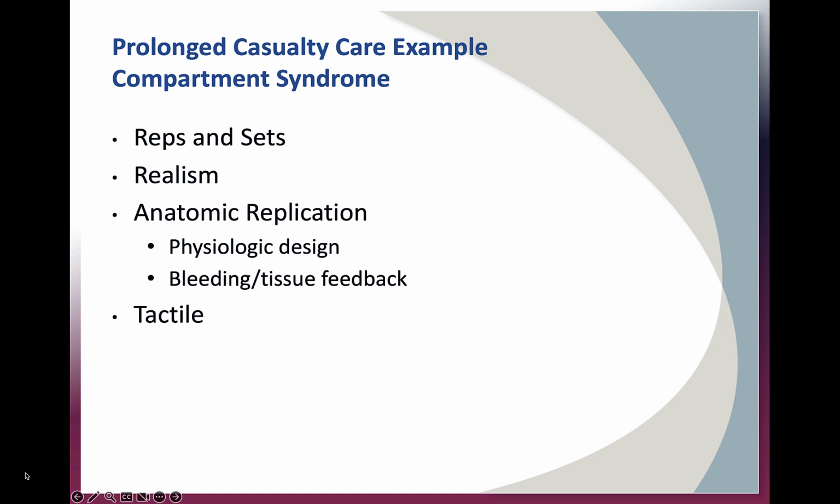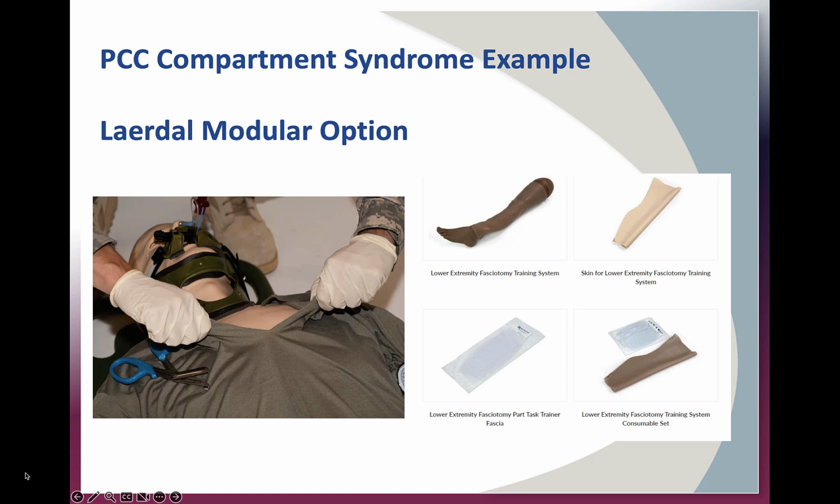They require reps and sets to have the confidence to perform this procedure, particularly with the risk associated with it, and permanent disfiguring and effect on the limb's physiology and functionality after, if perhaps it wasn't done properly, and even when done properly. There's also importance to have some feedback in the bleeding and appropriate anatomic compartments to reinforce the skill acquisition.